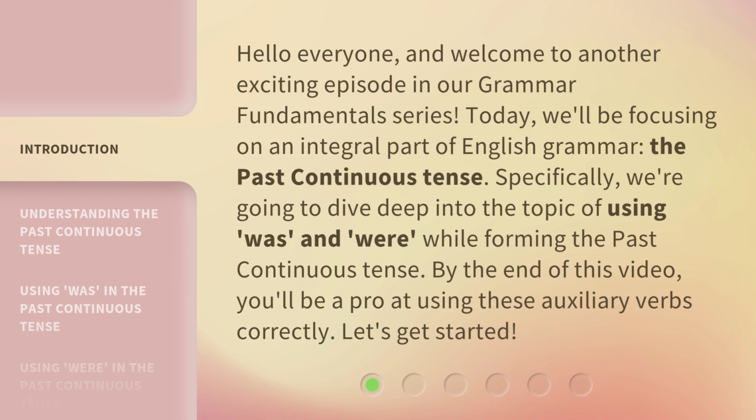Today, we'll be focusing on an integral part of English grammar, the past continuous tense. Specifically, we're going to dive deep into the topic of using was and were while forming the past continuous tense. By the end of this video, you'll be a pro at using these auxiliary verbs correctly. Let's get started.